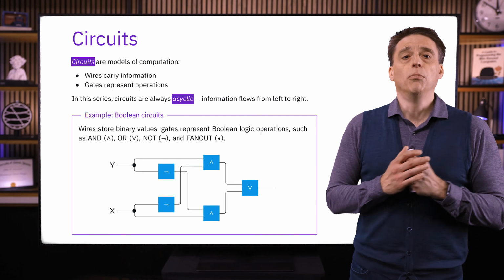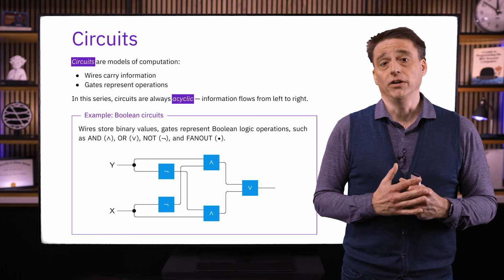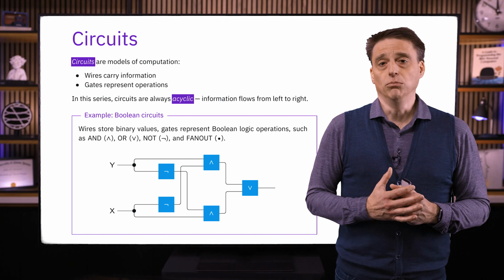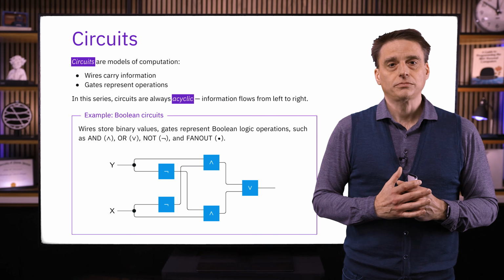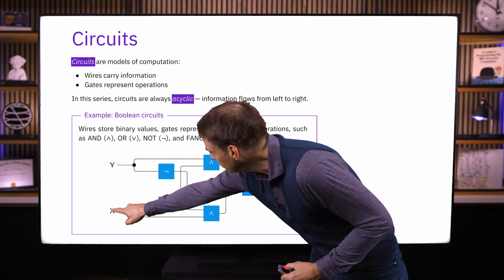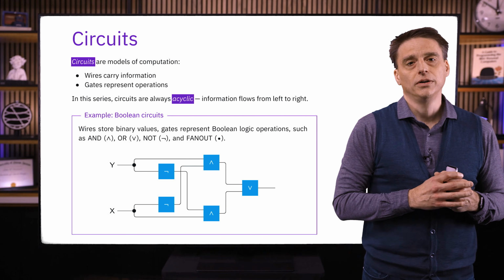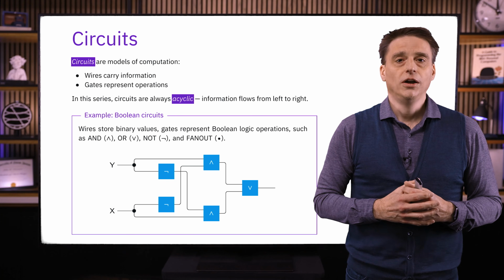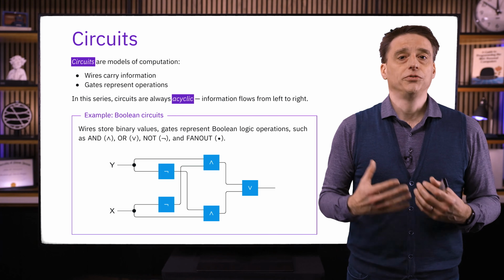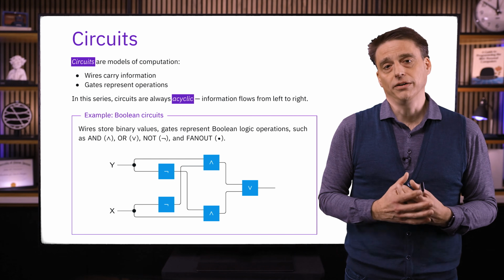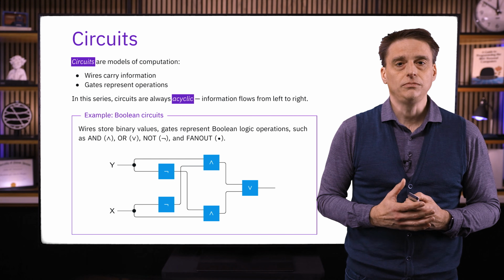Here's an example of a Boolean circuit where the wires carry binary values, either 0 or 1, and the gates represent Boolean logic operations. The wires are represented by lines, and here we have two input bits labeled X and Y. And if we want to know what the circuit does on a particular choice of inputs, we propagate the values on the wires from left to right, depending on the actions that the gates have on the values that are carried by the wires.